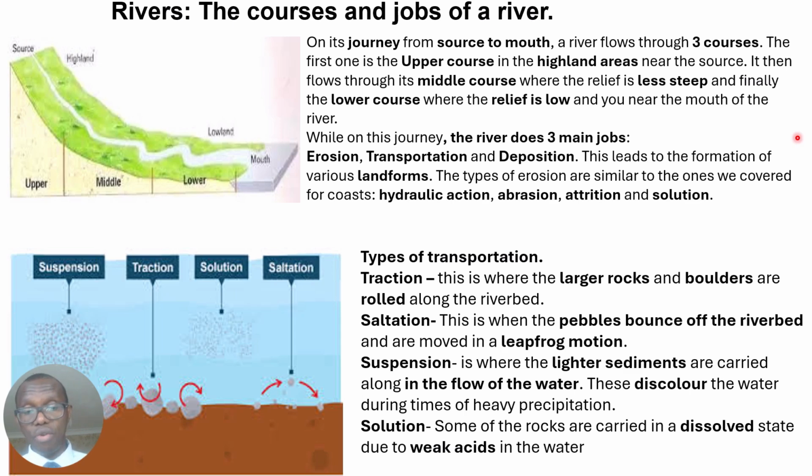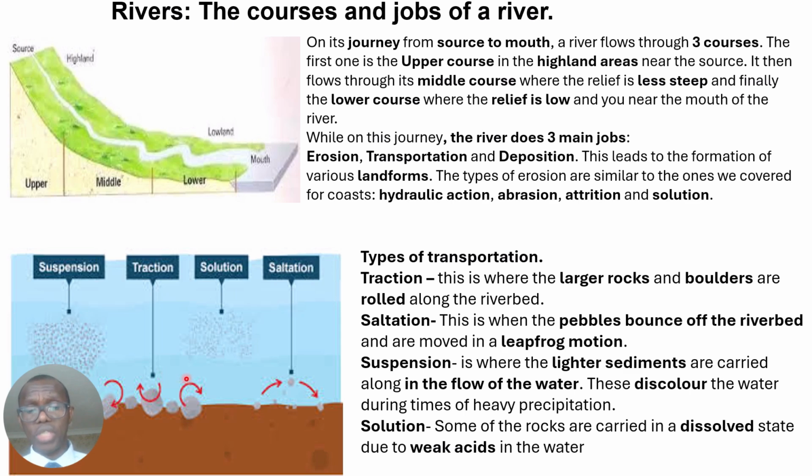The river has eroded material, and now that material is going to be moved. The first way in which material is moved is traction. Traction refers to the way larger rocks are moved along the riverbed. Because they are heavy, they sit on the riverbed, and as the river flows along, the water is likely to roll those boulders or large rocks along. So the flow of the water causes them to roll along the riverbed.